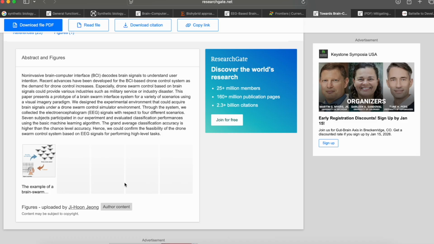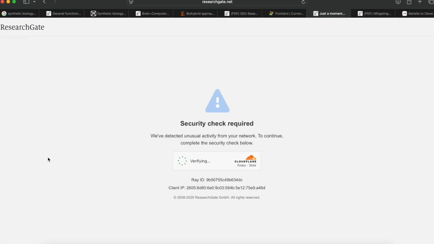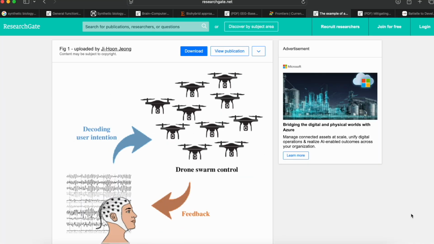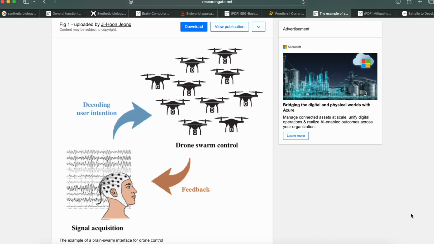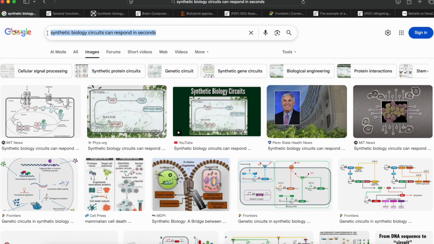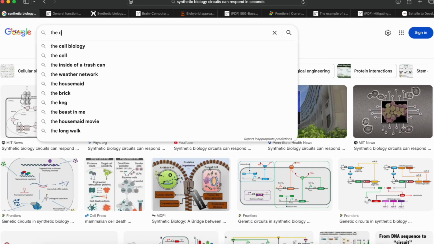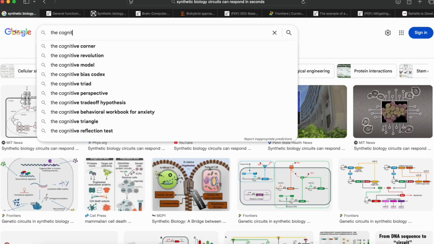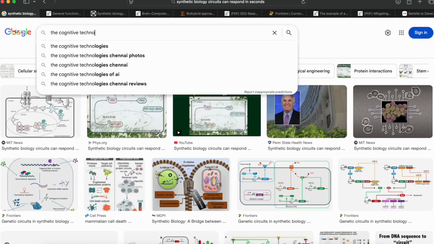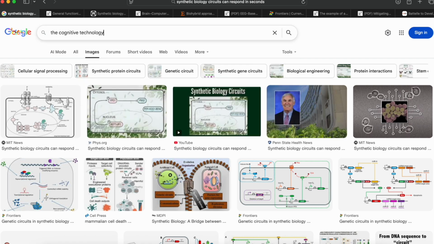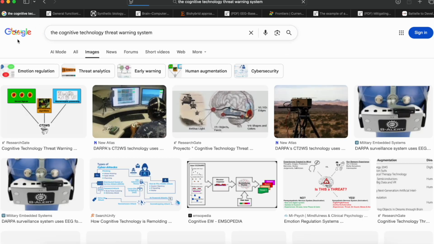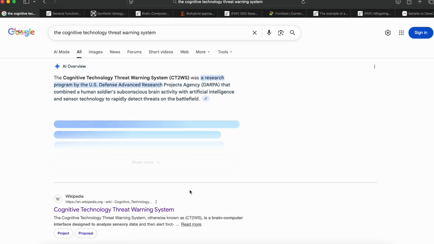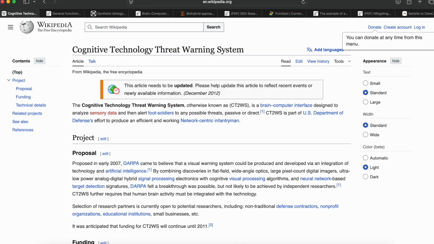And let's look at this lovely image. So in the military, they use brainwaves to control drones. We're going to go over here, and we're going to Google the Cognitive Technology Threat Warning System. And let's click on the Wikipedia link.